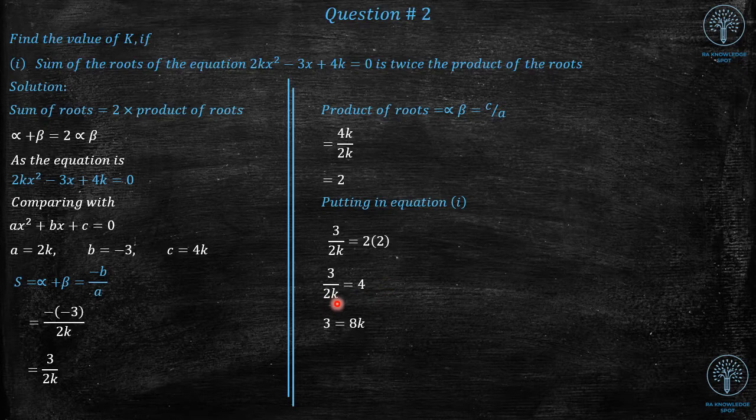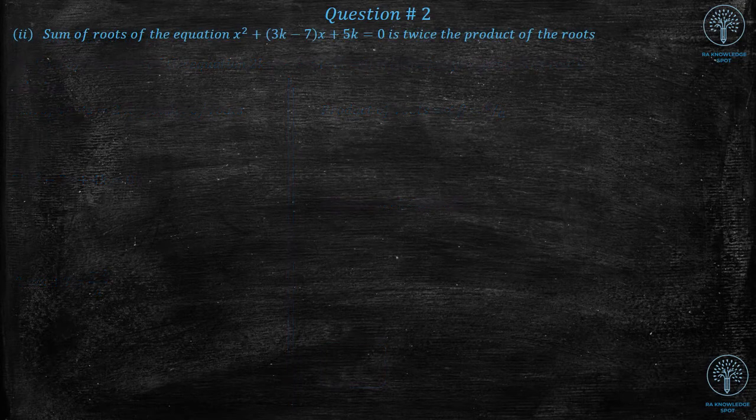Dear students, as you know that you have to find k, then what I have done here, 2k is divided, on the other side it will be multiplied. It will be 4 2s are 8k. Now 8 is multiplying and here it is divided. The value of k will be 3 by 8. Okay, moving towards the next part. This is another part of the same question.